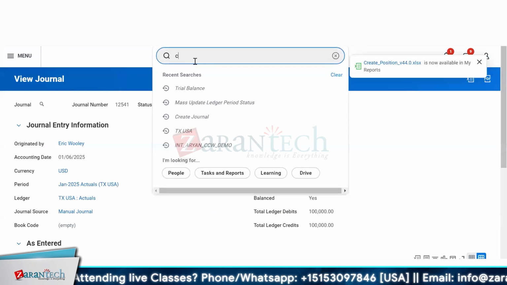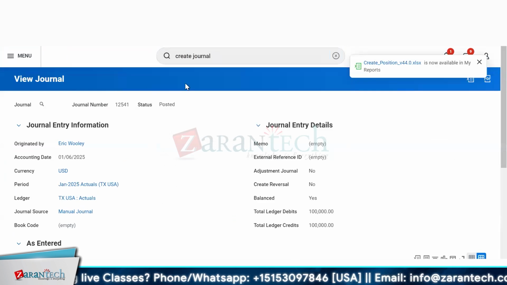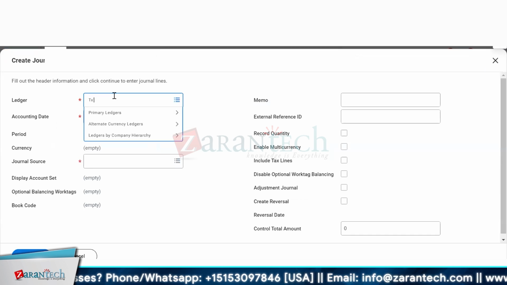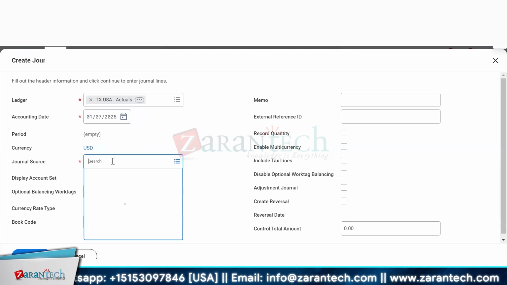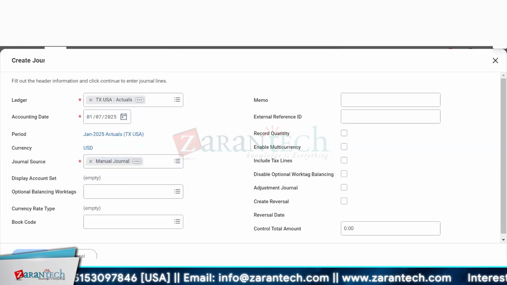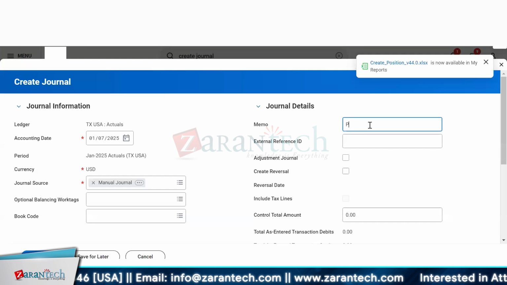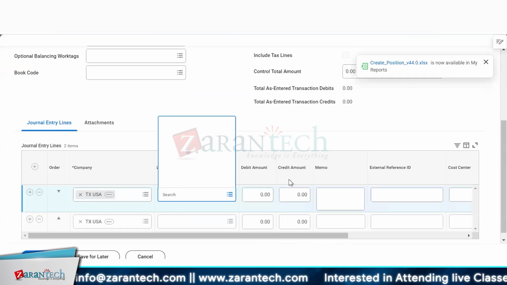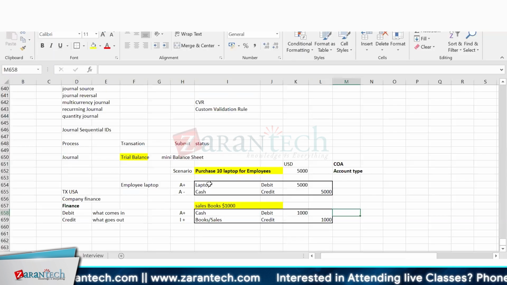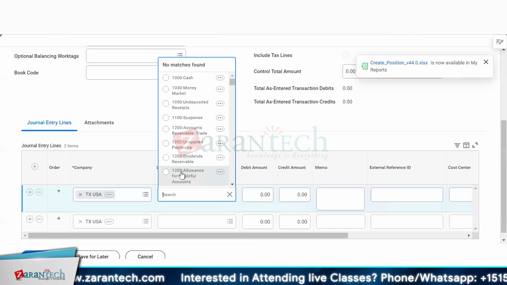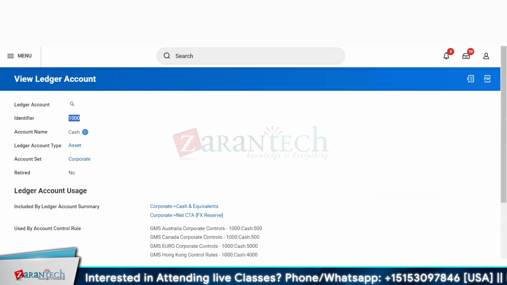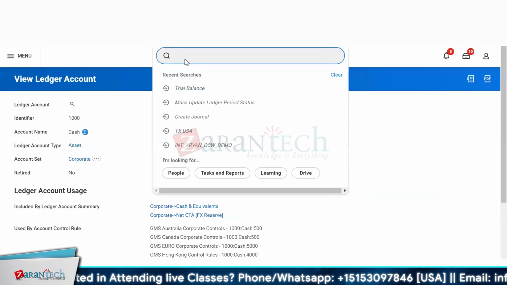Now let's have another accounting transaction. Quickly, I will create a journal, and here the ledger is my TX USA accounts, for example the 7th, and I'm going to create an annual journal. Click continue, and in the memo I can say purchase laptop. What was the accounting transaction? Laptop debit and cash credit. So let me check whether there is a laptop or computer account. There is none, so I can define these assets as well. It's up to me.